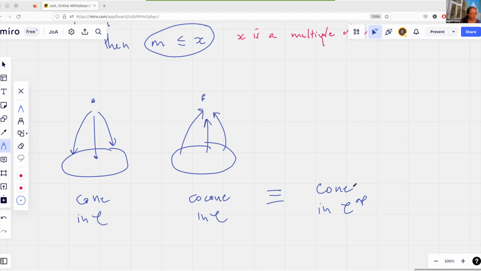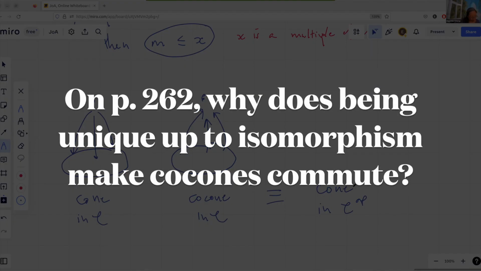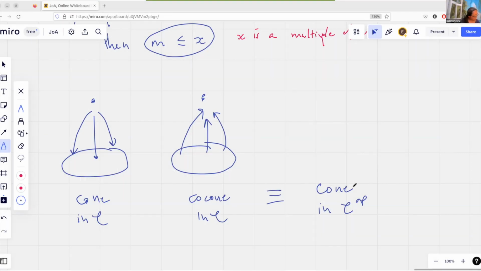The next question is page 262, and it says, why does being unique up to isomorphism make cocones commute? And I think that my sentence wasn't very clear. It says at the bottom of page 262, so coproducts are unique up to unique isomorphism, making cocones commute. So it's not that unique up to unique isomorphism makes cocones commute, it's that it's only unique up to unique isomorphism making the cocones commute.